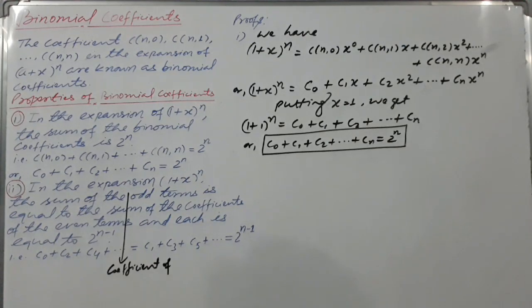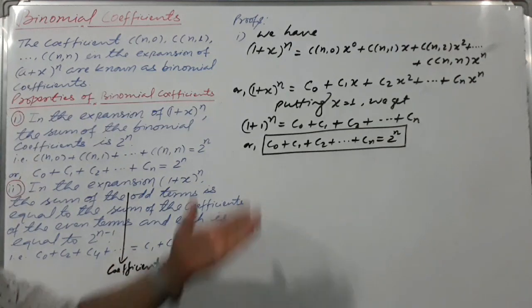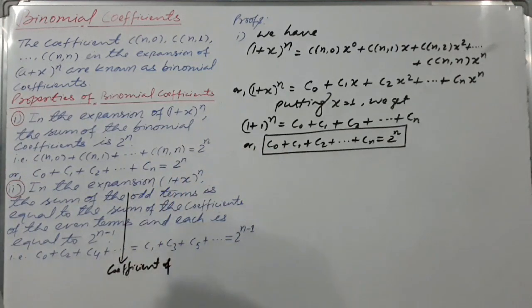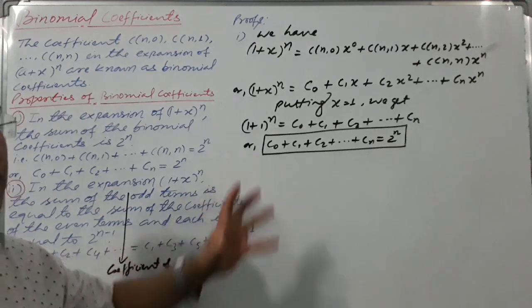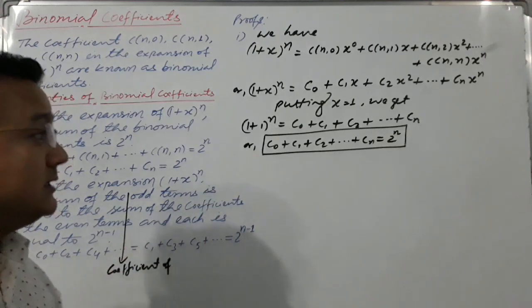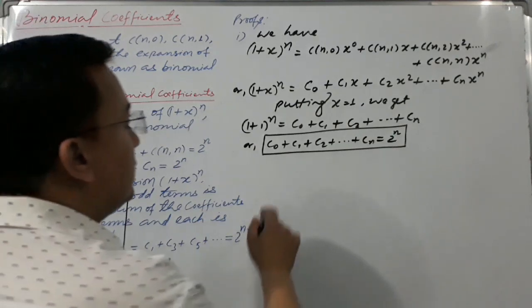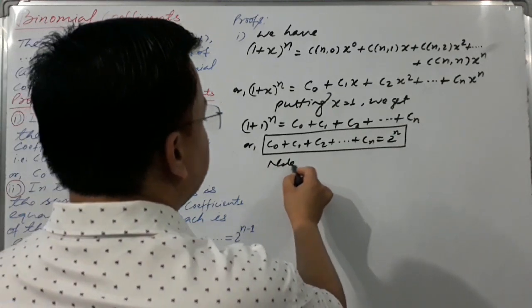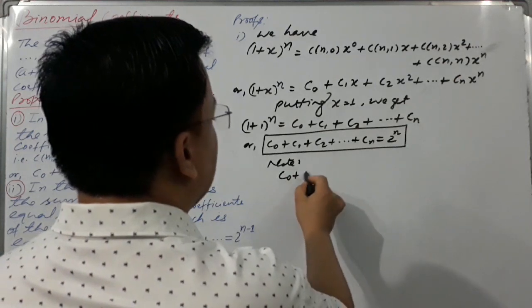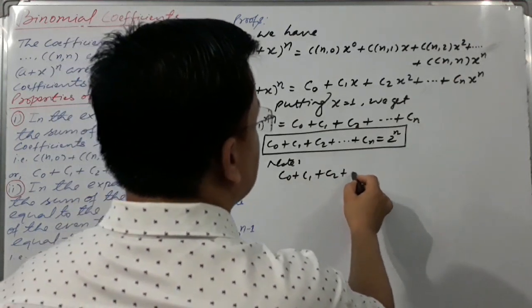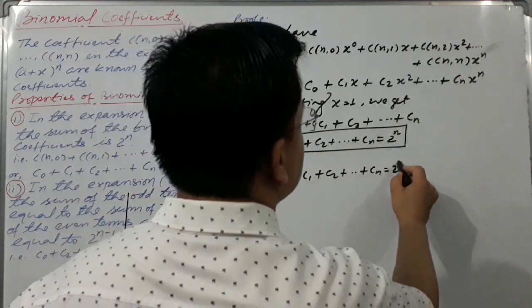The first property of binomial coefficients. One of the important properties of the binomial coefficients, very easy to prove also. Now you can just memorize: C0 + C1 + C2 + ... + Cn = 2^n. You can note down also here, C0 + C1 + C2 + ... + Cn = 2^n.